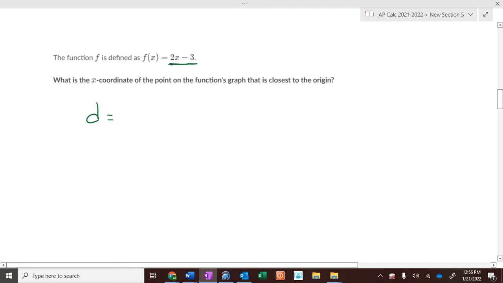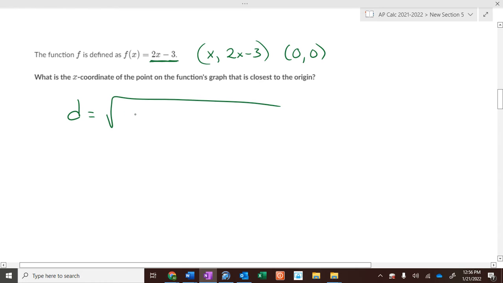Now this is what f of x is. So the point is going to be x, f of x. Right? That's my point. It's going to be some x value, and whatever x value I put into there, that's going to give me the y value for my xy. What's the other point involved in this problem? 0, 0, the origin. Now I have to find the distance between those 2 points.